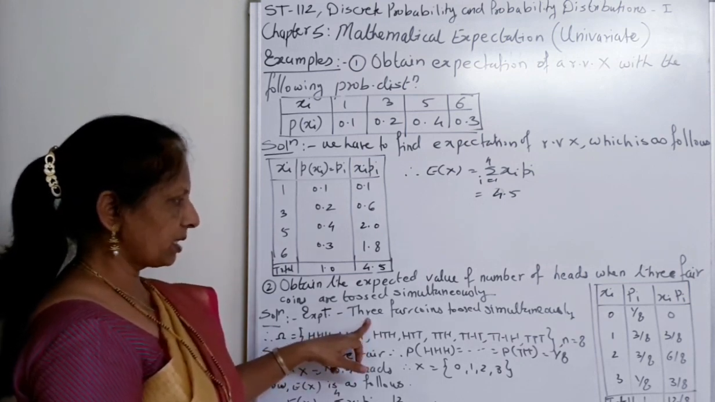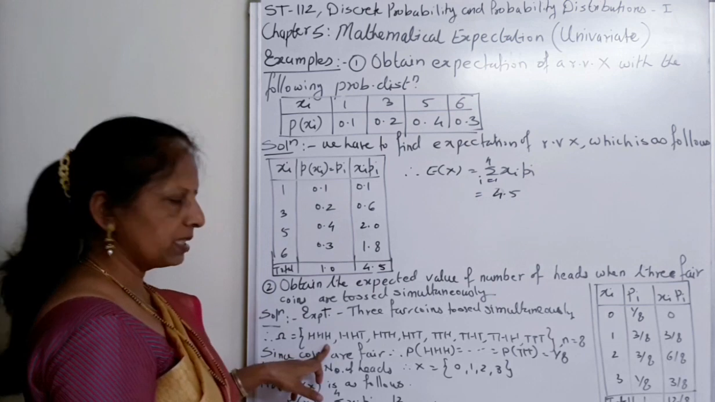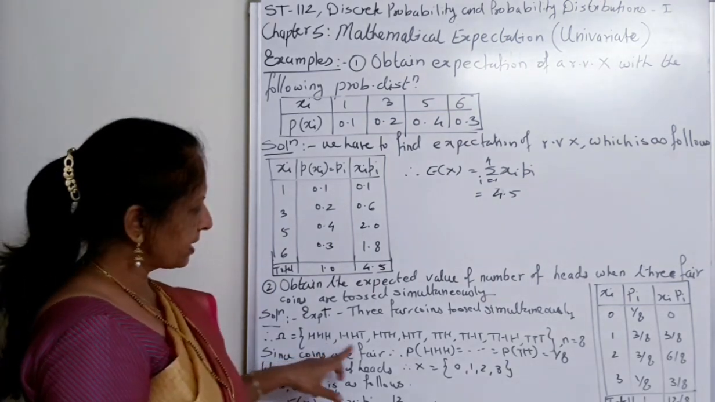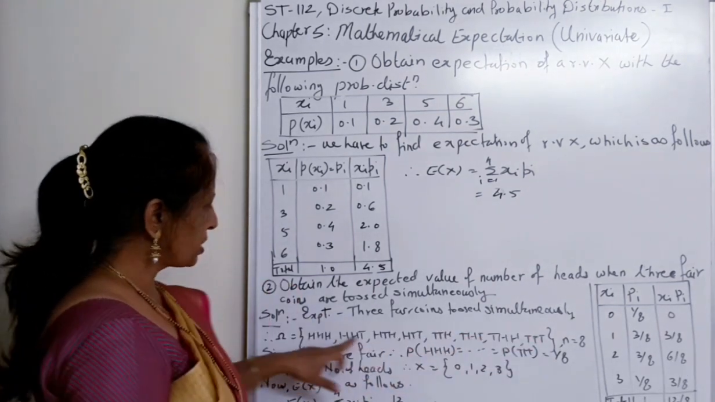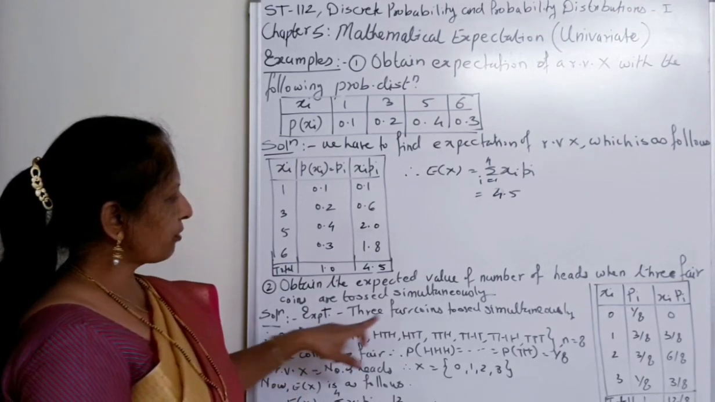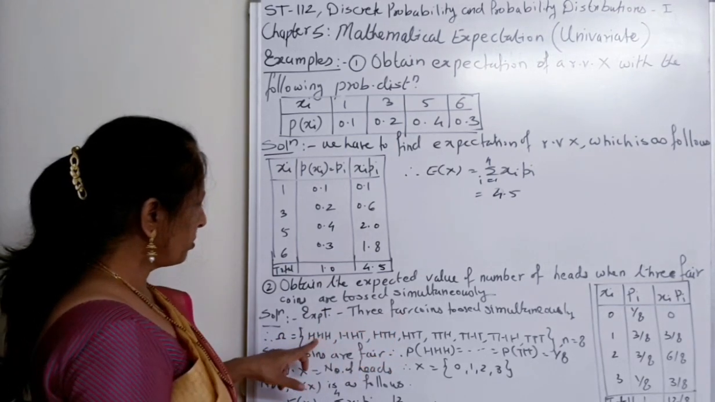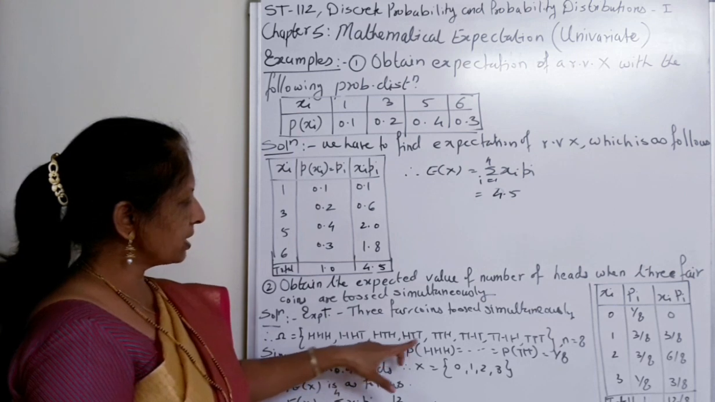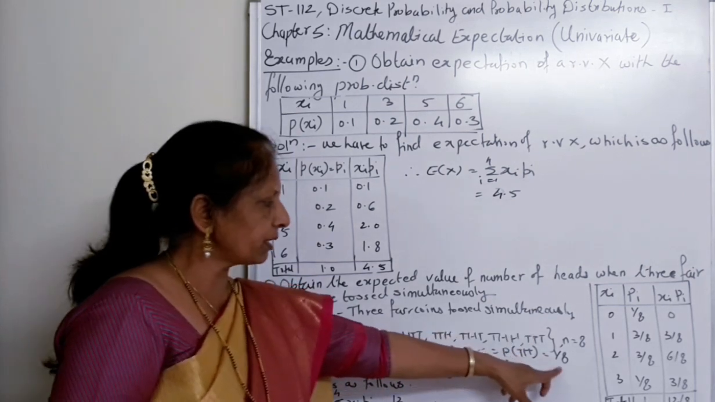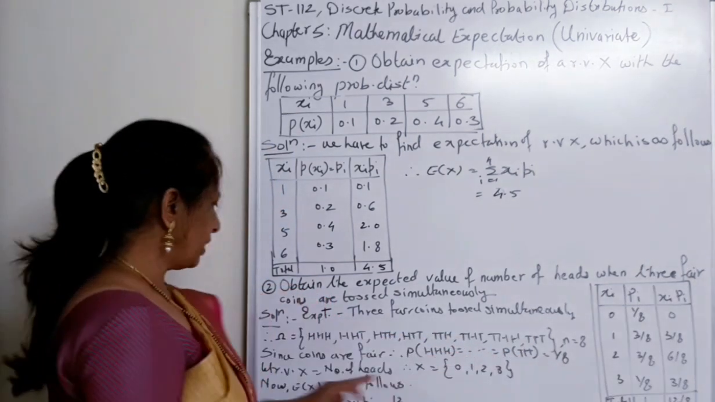When 3 fair coins are tossed simultaneously, the sample space is this. There are 8 sample points in this sample space. Since the coins are fair, the probability of each sample point is equal, and that will be 1 by 8. So that we have written here.